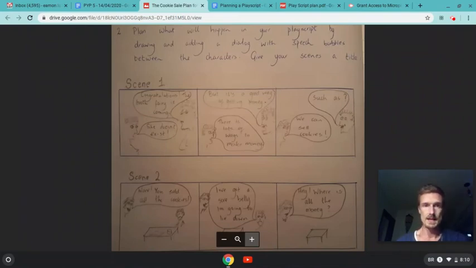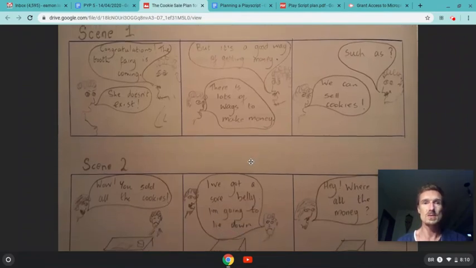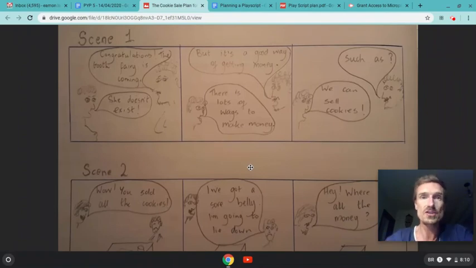Let's zoom in. The instructions on the top: plan what will happen in your play script by drawing and adding a dialogue with speech bubbles between the characters. Let's zoom in to see what our characters are saying. Okay, so scene 1 and scene 2. If you've watched the little movie I made, you're going to know that the scene works like this.